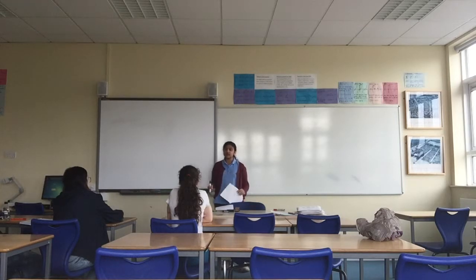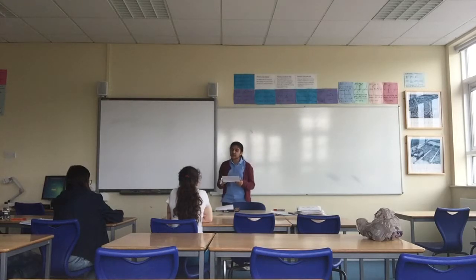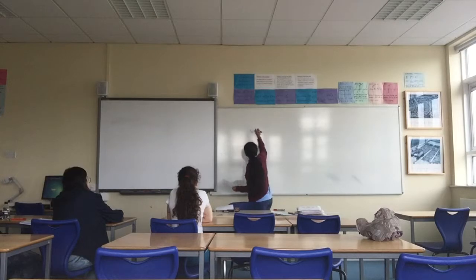Population growth is a change in number of individuals in a population per unit time. The size of a population, NT, depends upon the initial size of the population, the number of births, the number of deaths, the number of immigrants, and the number of emigrants. Therefore, the equation is NT equals N0 plus B minus D plus I minus E.